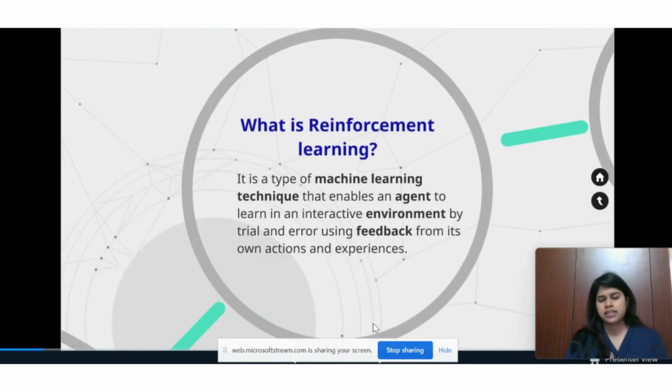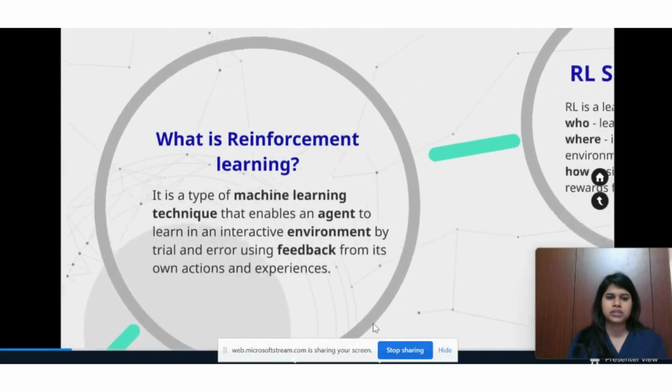Reinforcement learning, as I said, is a machine learning technique that enables an agent or a machine to learn in an environment. An environment, as in, it is interactive, and through trial and error, it learns something, and using feedback and rewards, it is going to either repeat the action in order to receive the rewards or refrain from doing the actions in order to minimize the punishment or negative rewards.